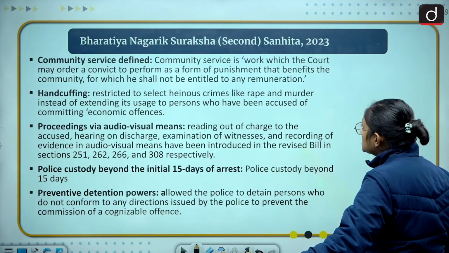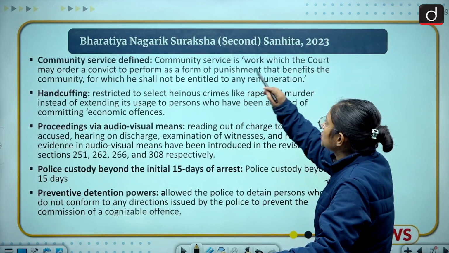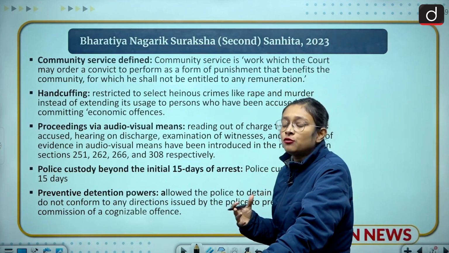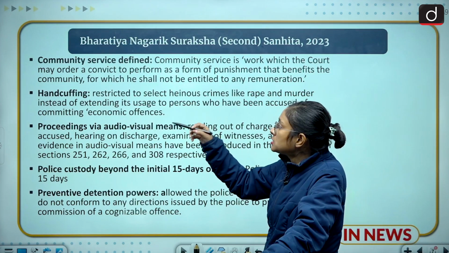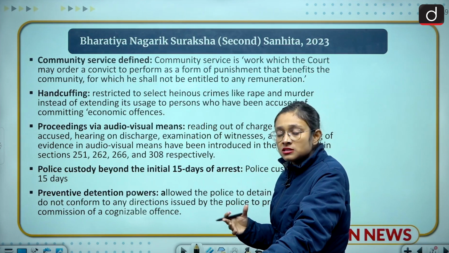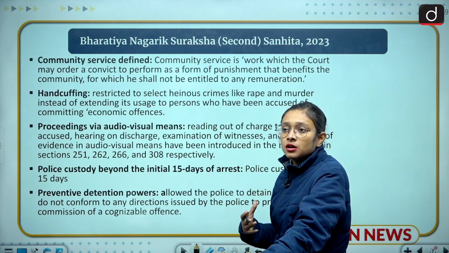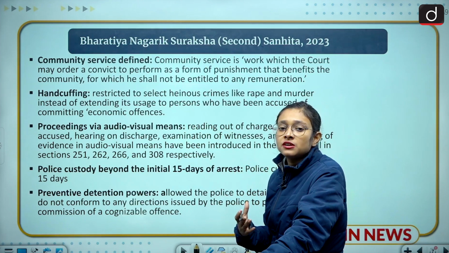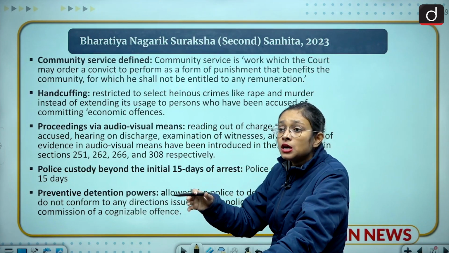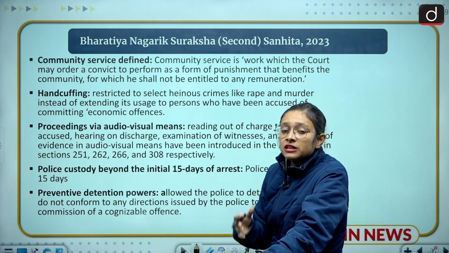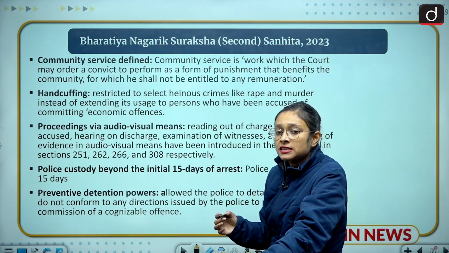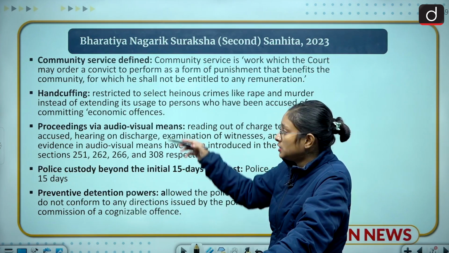So moving to the next suggestion: the Bharatiya Nagarik Suraksha Second Sanhita 2023. What recommendation has it given and what changes has it brought? Community service defined. Here community service is defined in a different way. We have seen that the court gives a punishment to a person, that if you have committed this kind of crime or offense, you have to serve the people and you will not receive remuneration. This kind of community service is redefined here.